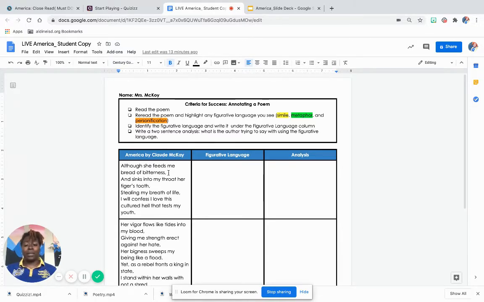Although she feeds me bread of bitterness and sinks into my throat her tiger's tooth, still in my breath of life, I will confess I love this cultured hell that tests my youth.